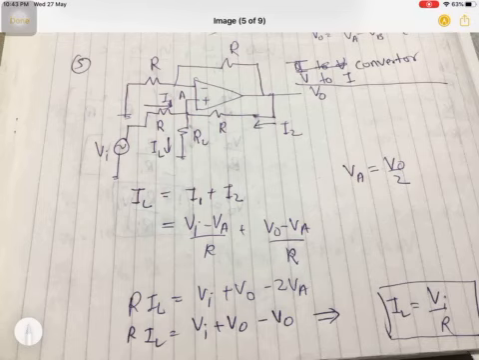Now you have to think about this question. I will reveal the answer in the next video. Just think about it, and we will discuss the answer in the next video. Subsequently, I will discuss 2 more circuits based on that. So that's it for now. In the next lecture we will continue with op-amp applications and solve more circuits.